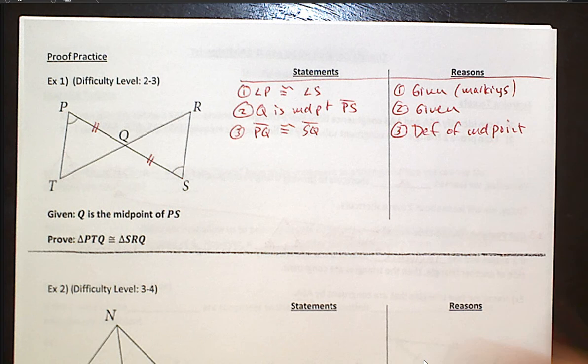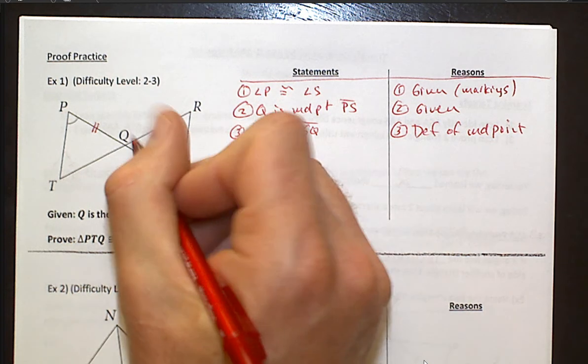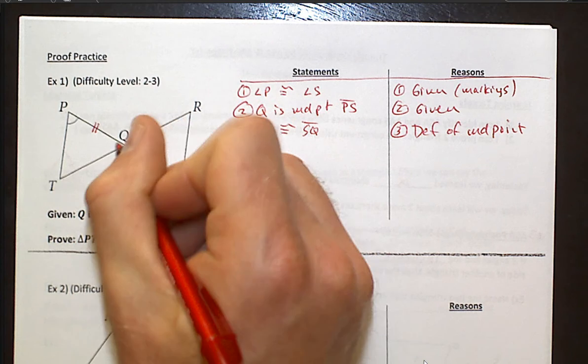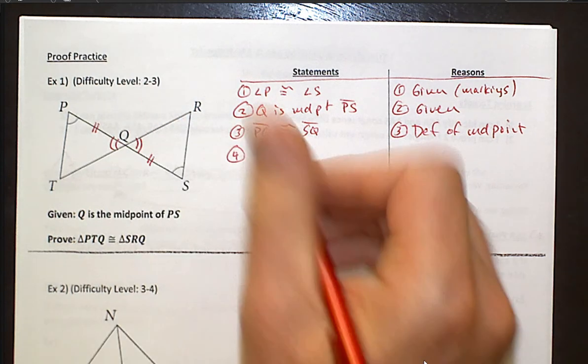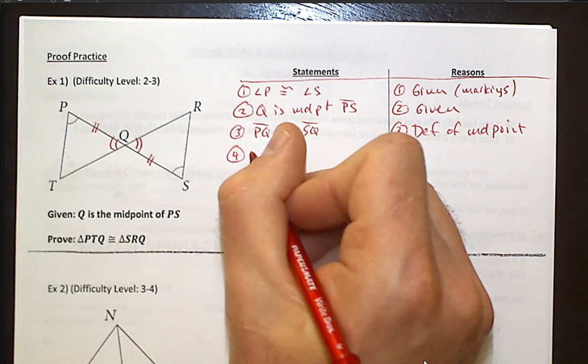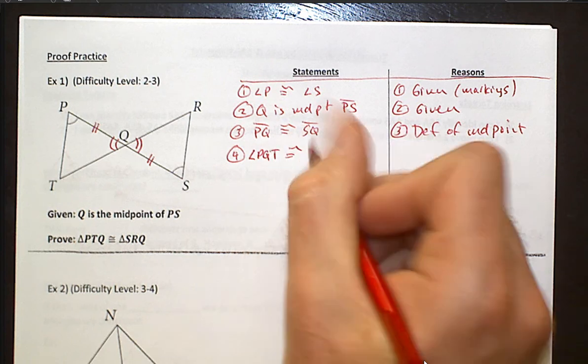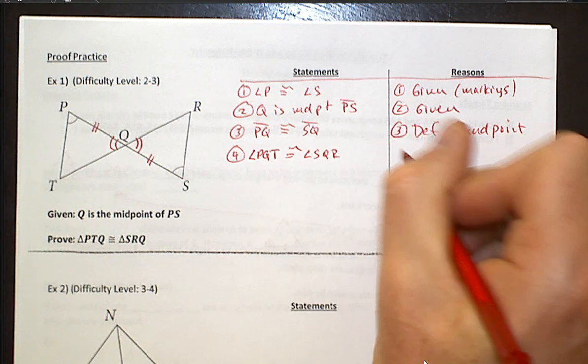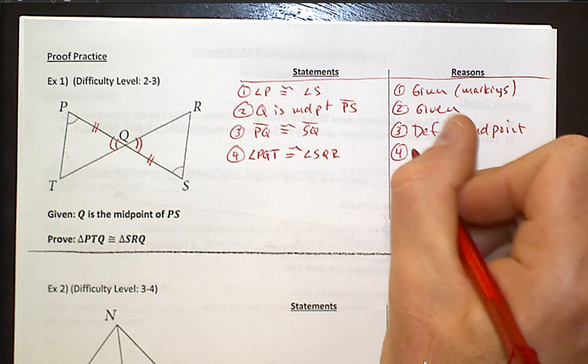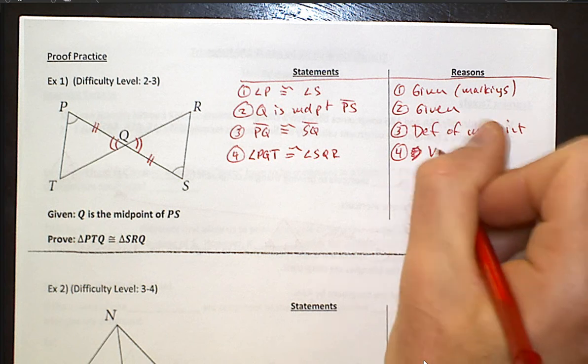Number 4, the other thing I know just by looking at the picture is I have vertical angles here and here. Okay, so I need to name those. So I'm going to say angle PQT is congruent to angle SQR, and that is vertical angle theorem.